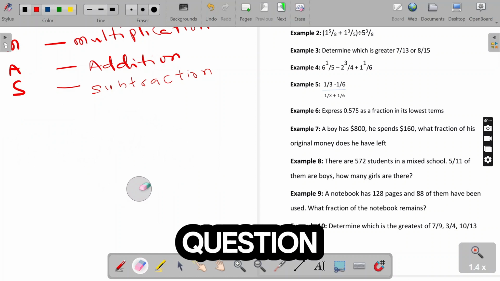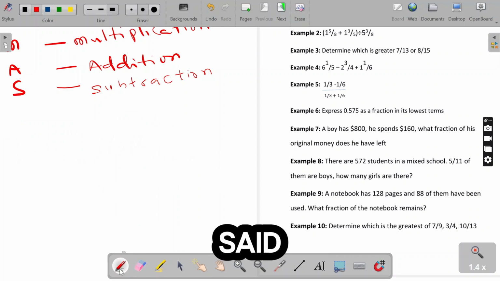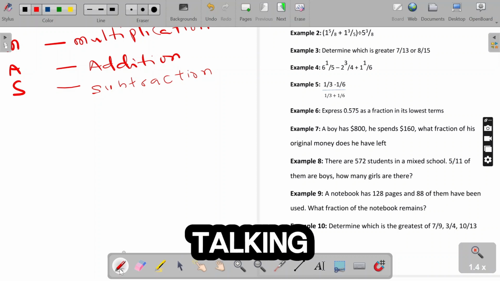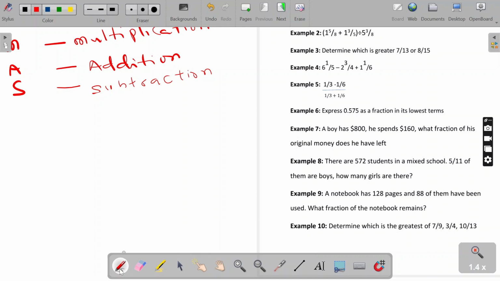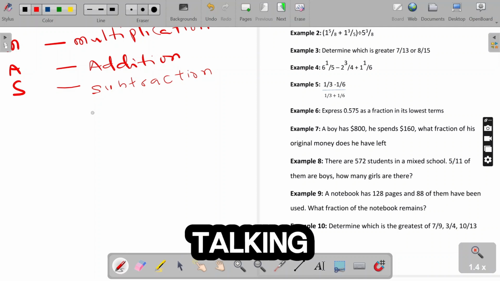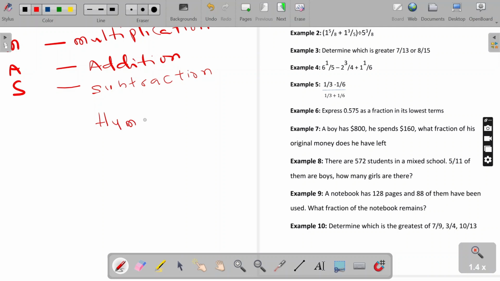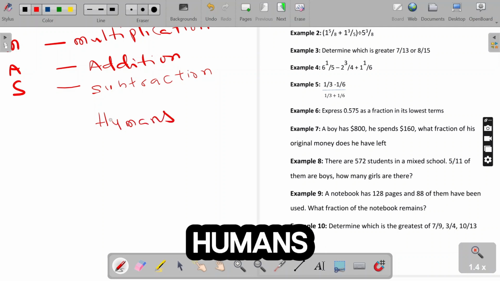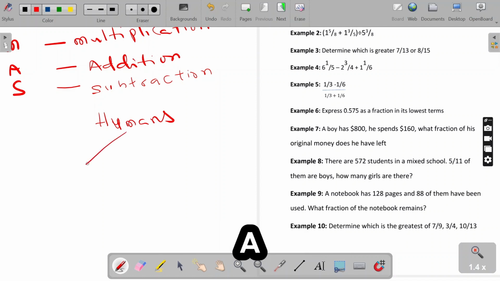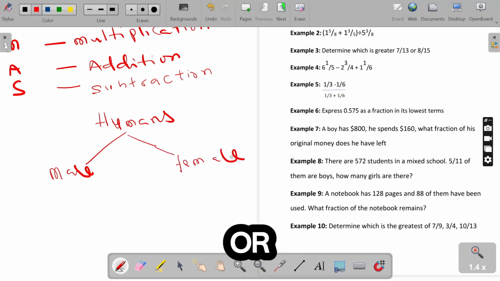So the next question, number 8, said there are 572 students in a mixed school. 5 over 11 of them are boys. How many girls are there? Definitely we are not talking about any animals there. We are talking about humans. There are only two possibilities. Either you're a male or you're a female.